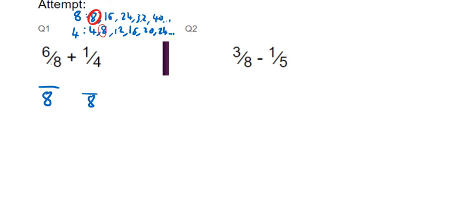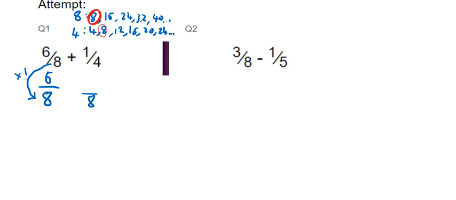Then for the first one, you look at how you get from 8 to 8. You're not really changing it at all. You're multiplying it by 1. Do the same at the top. 6 multiplied by 1 is 6, so the fraction doesn't actually change. It's still 6 over 8.